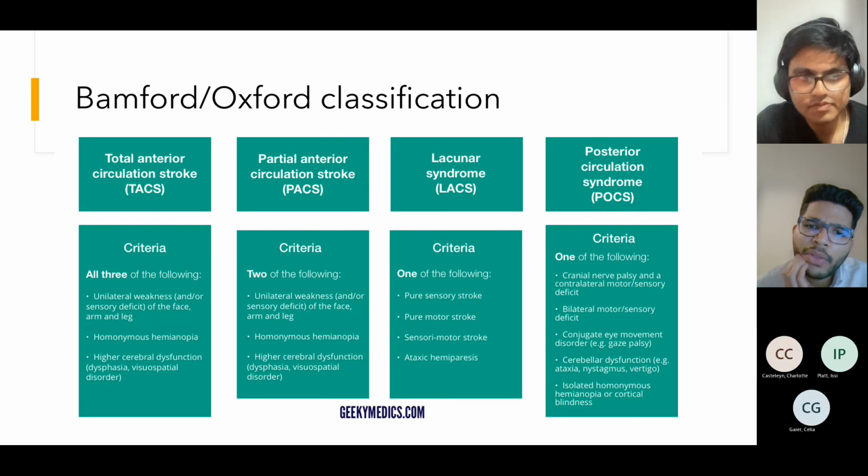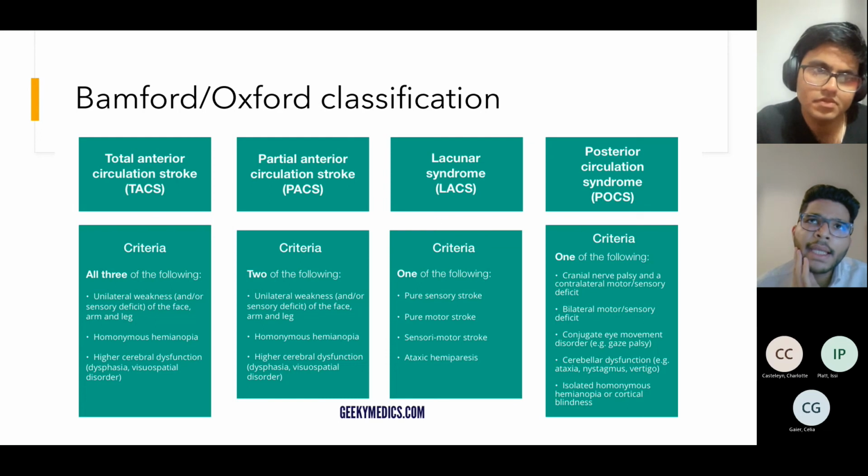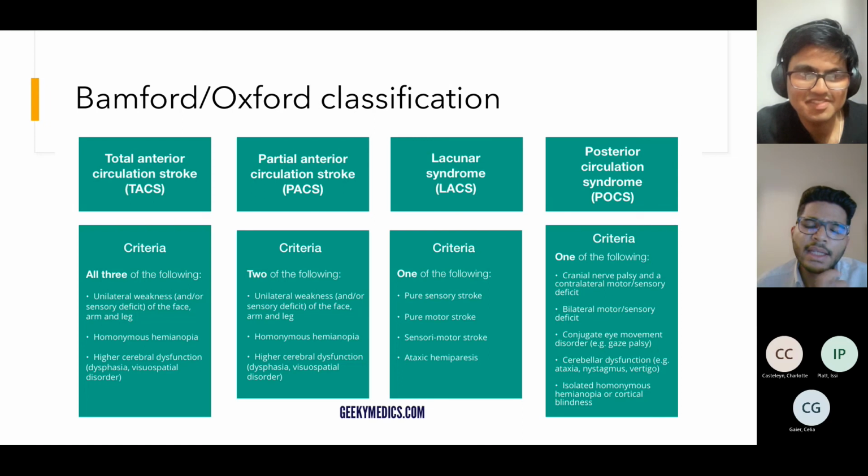This is another thing. It's mainly exam fodder rather than things that are used clinically. Now, this is the Bamford-Oxford classification of strokes. And the reason this was created was because a group of neurologists, I think, said, oh, you should be able to localize a stroke and tell us what kind of stroke it is without the need for a scan, which, okay, is true.